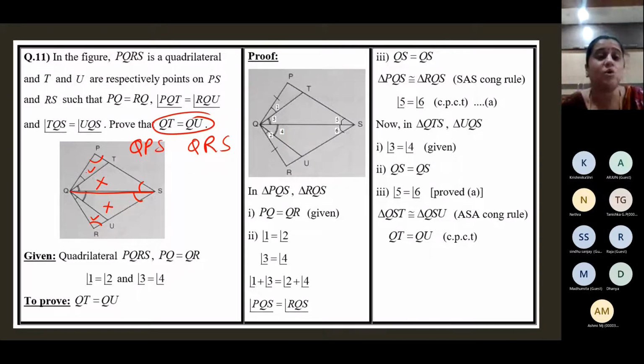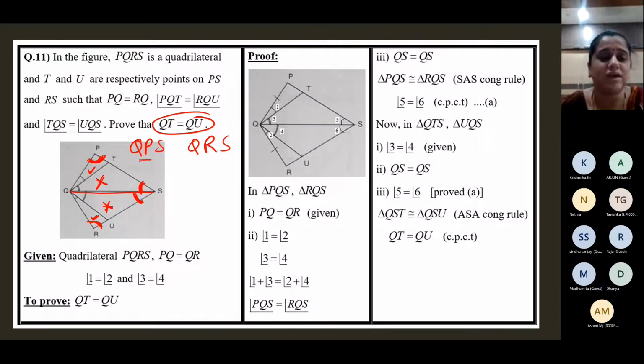Because you can get both. When you're taking up the whole triangles QPS and QRS, when they're congruent, angle P, this angle, is equal to this angle, CPCT. Or you can even say this angle is equal to this angle, CPCT. So you will write this is equal to this if you're taking up these two triangles further. You will write this angle is equal to this angle, CPCT, if you're going to continue with these two triangles. So anything you can write. That's what you have to do.